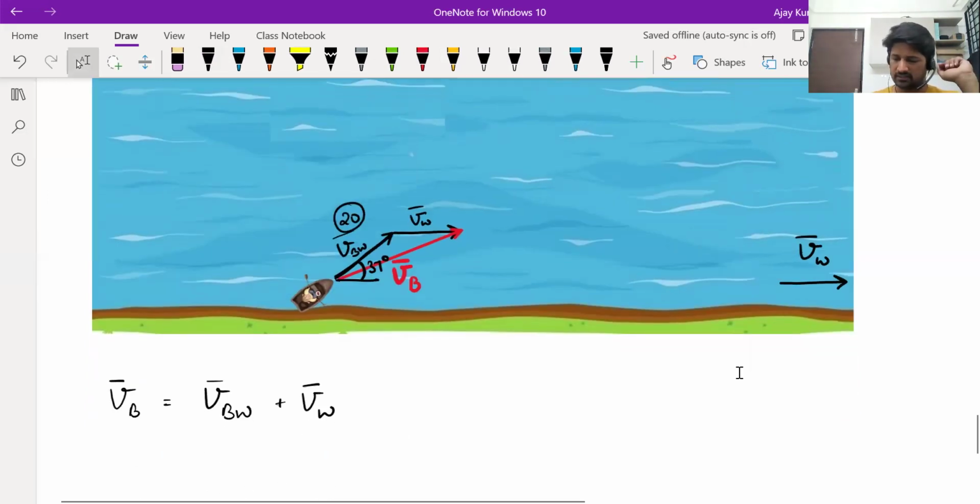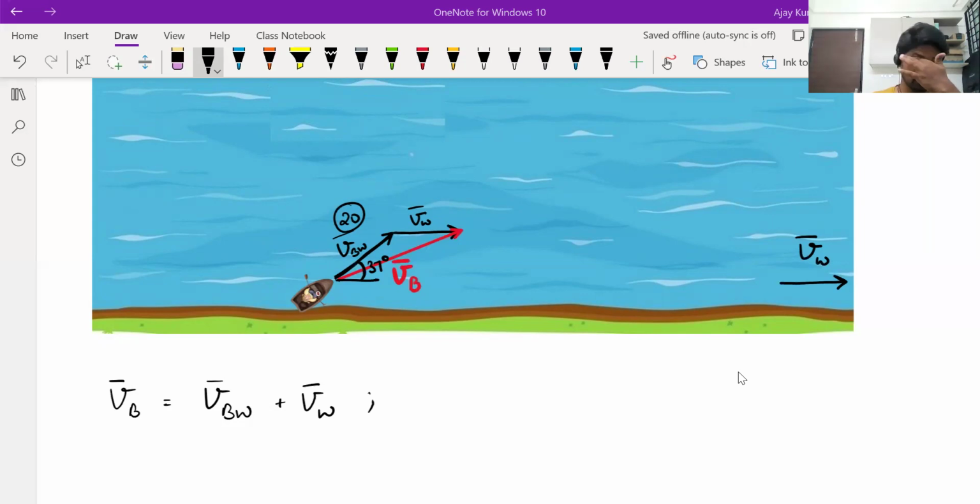It makes 37 degrees. Then Yusuf, can you unmute? Nishita? Yes, sir. Can you tell that vector VBW in terms of its components? Its magnitude is 20 and it makes 37 degrees with the x-axis. Tell me the x and y components of that vector.